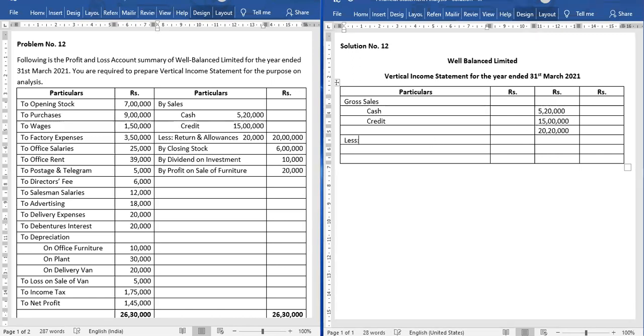Less returns and allowances 20,000. Gross sales 20 lakh 20,000 less 20,000 return, then total net sales is equal to how much? Net sales is equal to 20 lakh. Yes, 20 lakhs. Just wait.